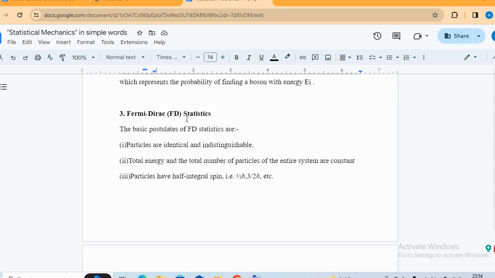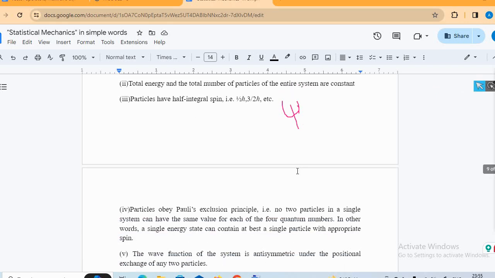The last one is the Fermi-Dirac statistics. Again, Fermi-Dirac statistics also follows quantum statistics, so they are indistinguishable particles. Obviously it follows the wave function, but here the wave functions are anti-symmetric in nature. As this is anti-symmetric, obviously this will follow Pauli's exclusion principle. The particles have spin, but the spin is half-integral in nature.